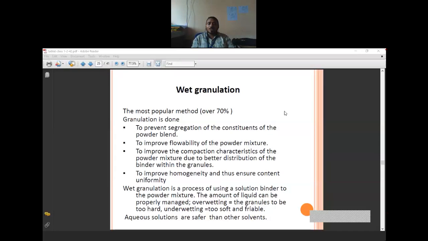We are mainly using an aqueous solution. Aqueous solution means water. Water as a binding liquid is very convenient, very low cost, and has fewer side effects than other solvents. But in some cases it depends upon the properties of the drug and the excipients. It will vary, and we use some other solvents, organic solvents, depending on the properties of the drug. So students, this is about dry granulation and wet granulation.